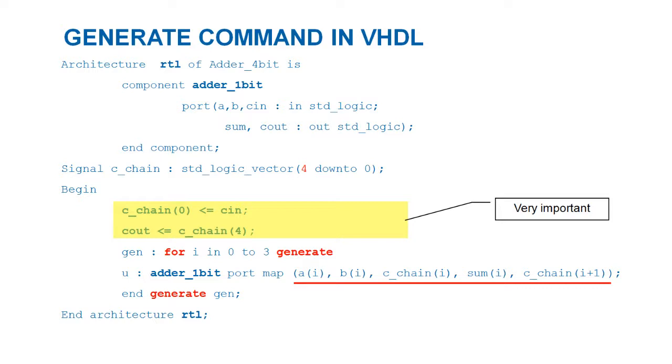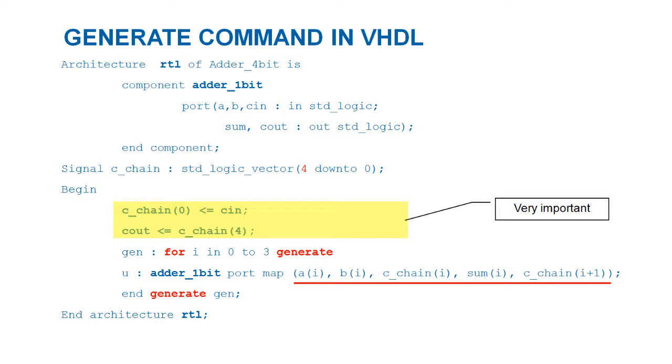I instantiate this, I make a reference to this component, and then to be able to do this using the for generate command, I implement my architecture. To implement this, I need a signal that can add all these components together to make 5 bits.